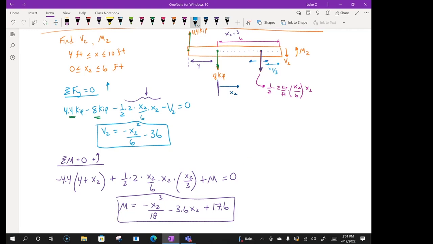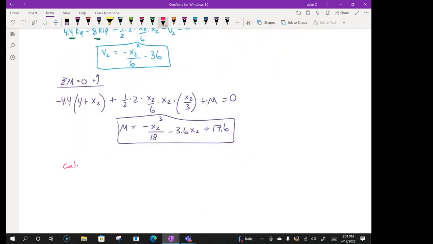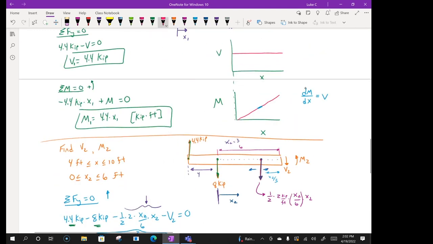Now, what I want you to try is calculus. Find the moment, or sorry, find the moment 2 from this calculus. Do you remember that I showed you this up here? If you take dm dx, that equals v.